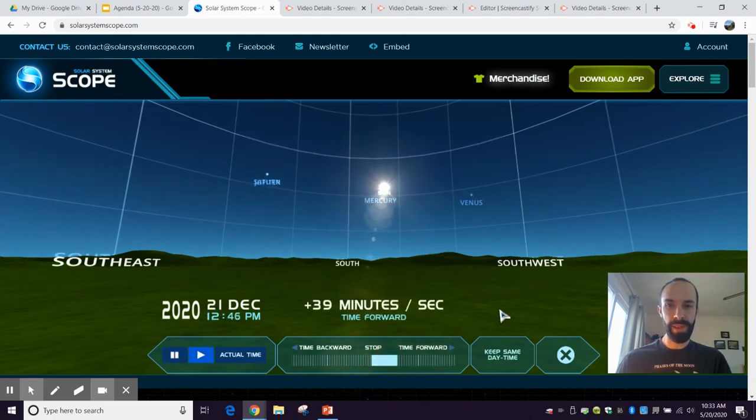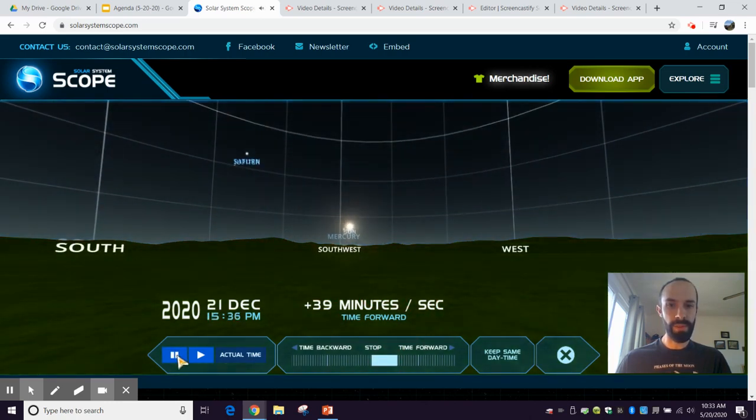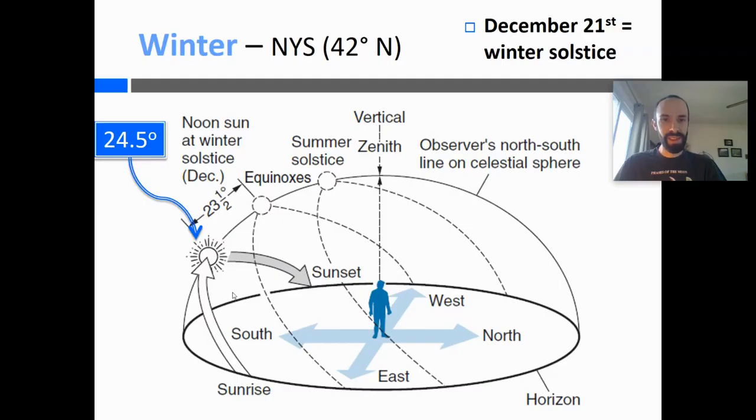And now, as I fast forward time, it's going to set in the southwest right around there at around 16:08 p.m., which, by the way, is only 4 o'clock in the afternoon. So a very, very short day on the first day of winter, okay? So these three, actually technically 4 paths of the sun are really important ones relative to our seasons. So, depending upon the time of year, the sun is going to rise in different places and be out for longer or shorter, depending upon the time of year as well.